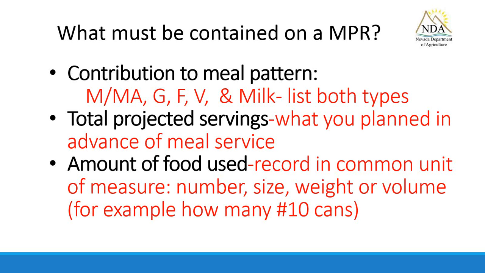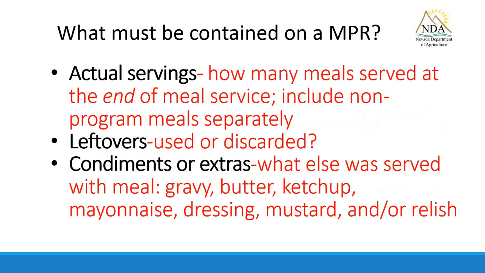Total projected servings. What did you plan in advance of the meal in the morning or the day before? How much food did you use on the amount of food? And you would record this in a common unit of measurement. For example, how many pints of milk? How many number 10 cans did you need for the fruit or a vegetable requirement? All that would be recorded in this section. What were the actual servings? At the end of the meal service, you would need to record a number here. And please remember to include non-program, which are usually the adult meals, separately. So your served meals would indicate only the meals that are served to children for the reimbursable meal section.